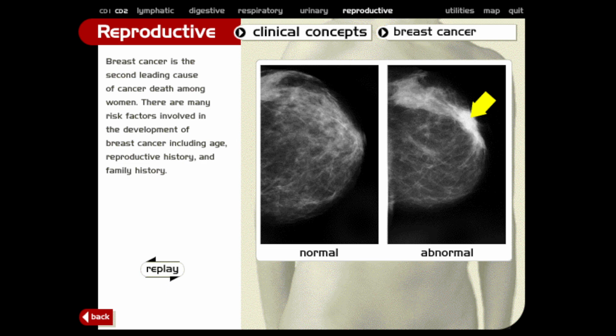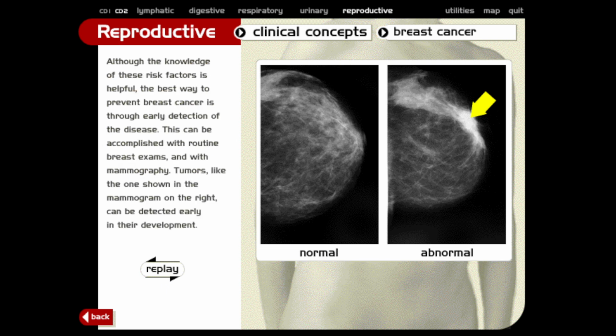There are many risk factors involved in the development of breast cancer, including age, reproductive history, and family history. Although the knowledge of these risk factors is helpful, the best way to prevent breast cancer is through early detection of the disease. This can be accomplished with routine breast exams and with mammography. Tumors, like the one shown in the mammogram on the right, can be detected early in their development.